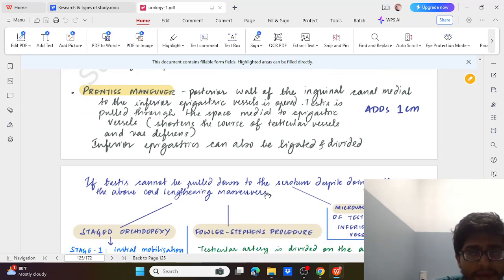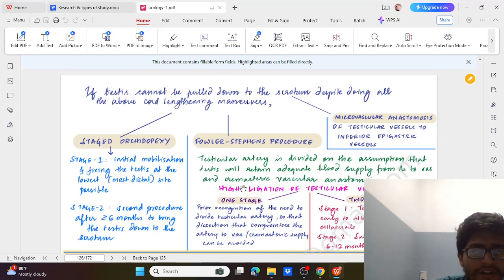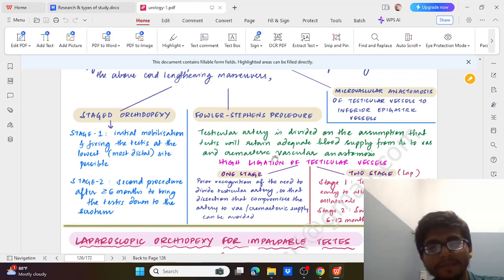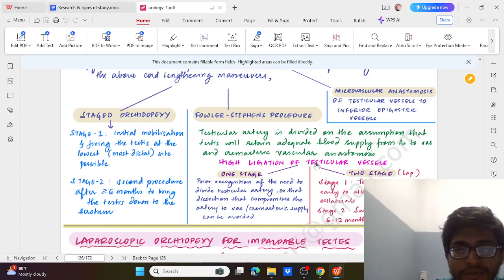Then if the testis cannot be pulled down to the scrotum despite all the above measures, then we can go for staged orchidopexy. In this, we have 2 stages, where in stage 1, we will mobilize and fix the testis at the lowest, most distal site possible. And in the second procedure, after 6 months, we will bring the testis down to the scrotum. In the Fowler-Stephens procedure, the testicular artery is divided on the assumption that the testis will retain adequate blood supply from the artery to the vas and cremasteric vessel.